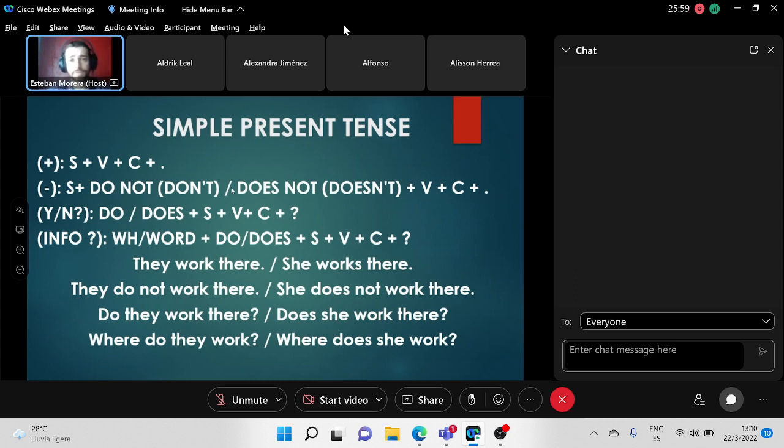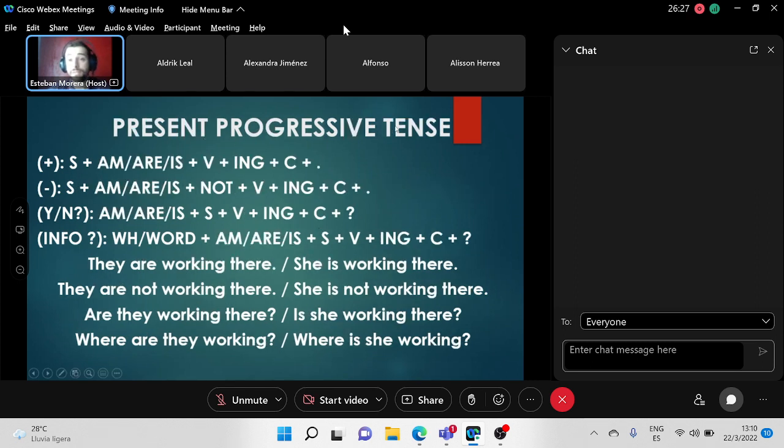We have some examples of simple present tense sentences and questions. They work there, she works there. They do not or don't work there. She does not or doesn't work there. Do they work there? Does she work there? Where do they work? Where does she work? Okay, that's basically simple present tense. It's not new. This is just for you to remember how simple present tense is used.